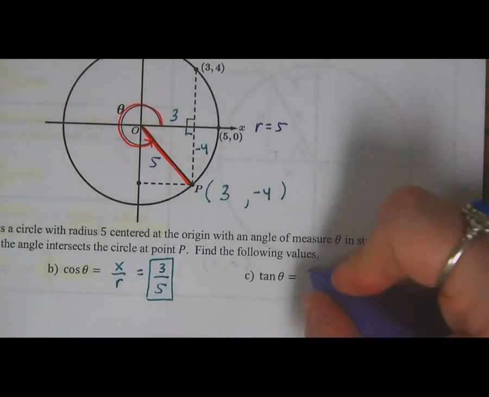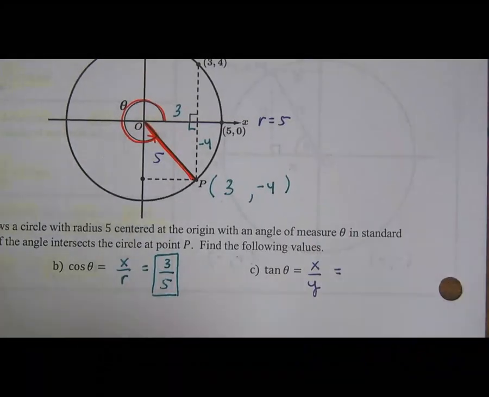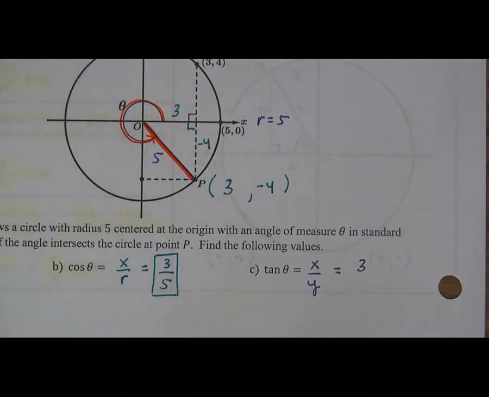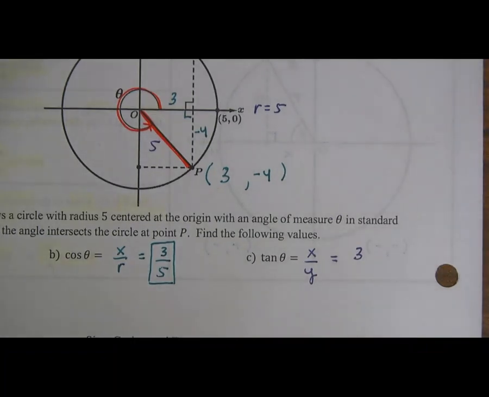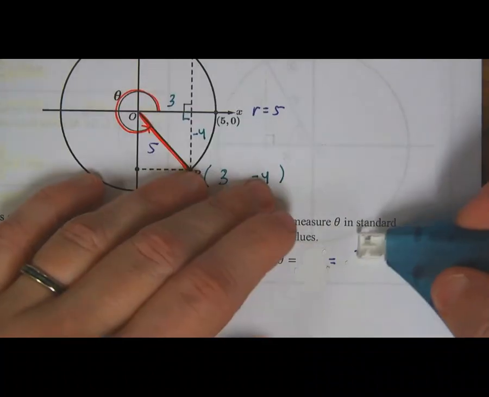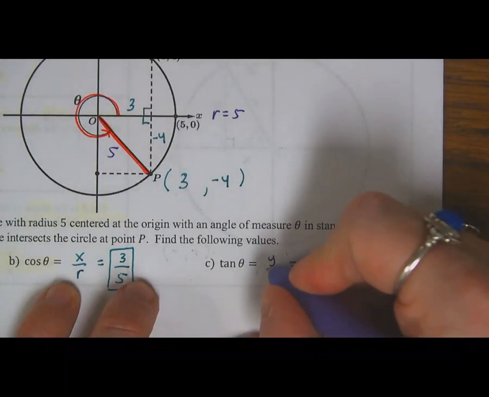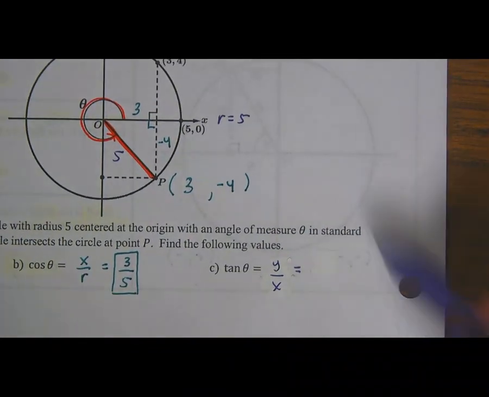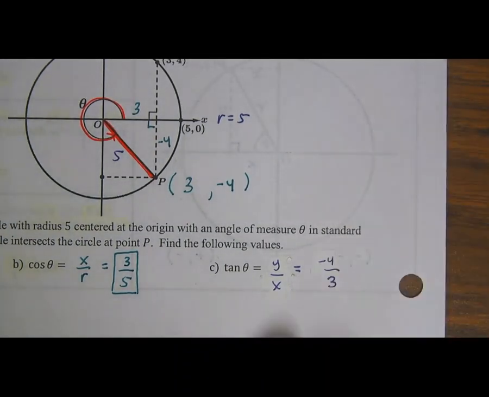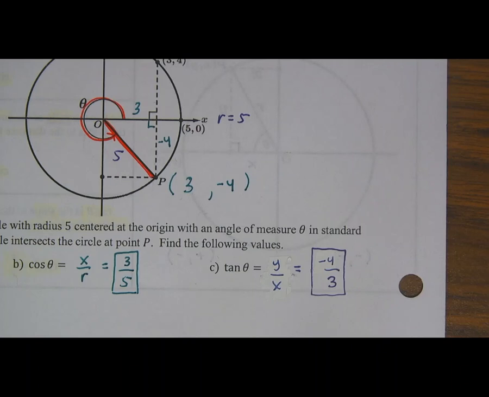Tangent is just x over y. Well, x is 3. Oops, sorry, did I do that wrong? It's y over x. And in our picture, y is -4, x is 3. So tangent of the angle in our picture is -4/3.